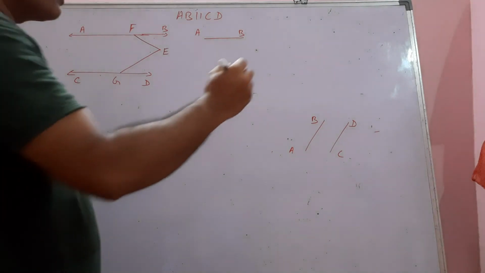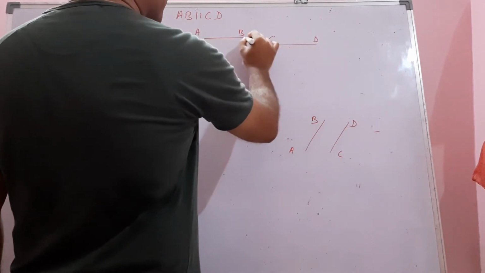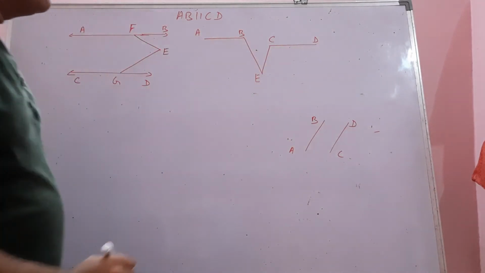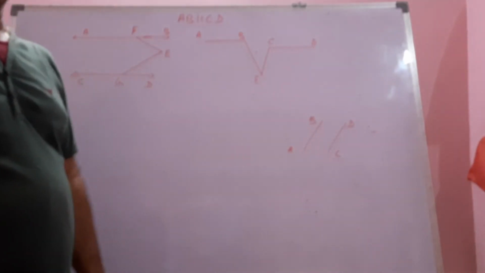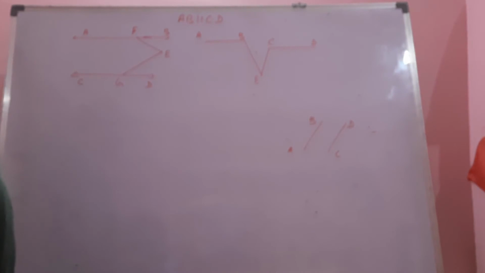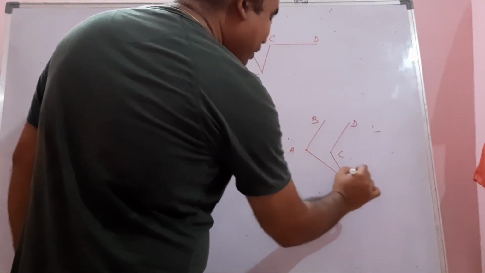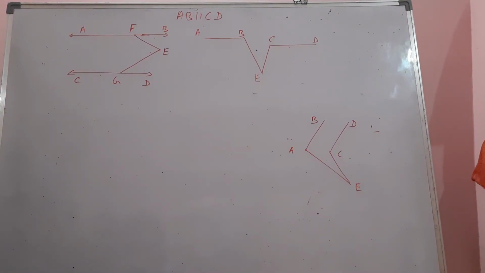Okay, so suppose the same thing is here also. Like this. EB can intersect only AB, EC can intersect only CD. Parallel line is there, transversal is not there. Suppose this is also like this. Parallel line is there, transversal is not there. This type of figure is there, suppose.